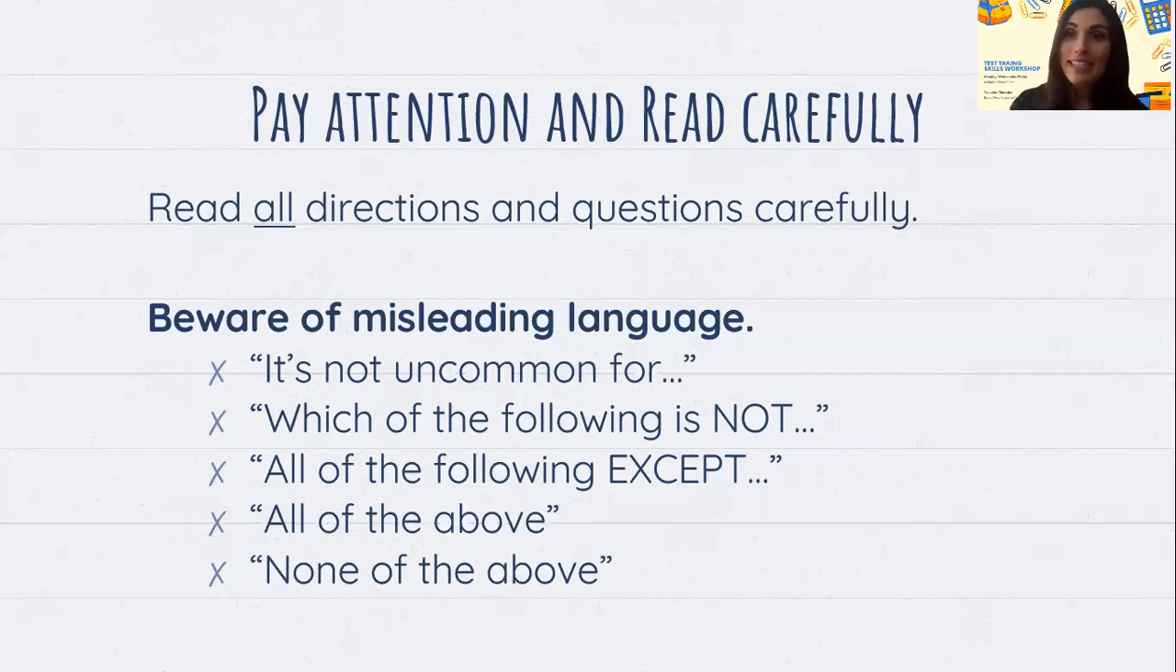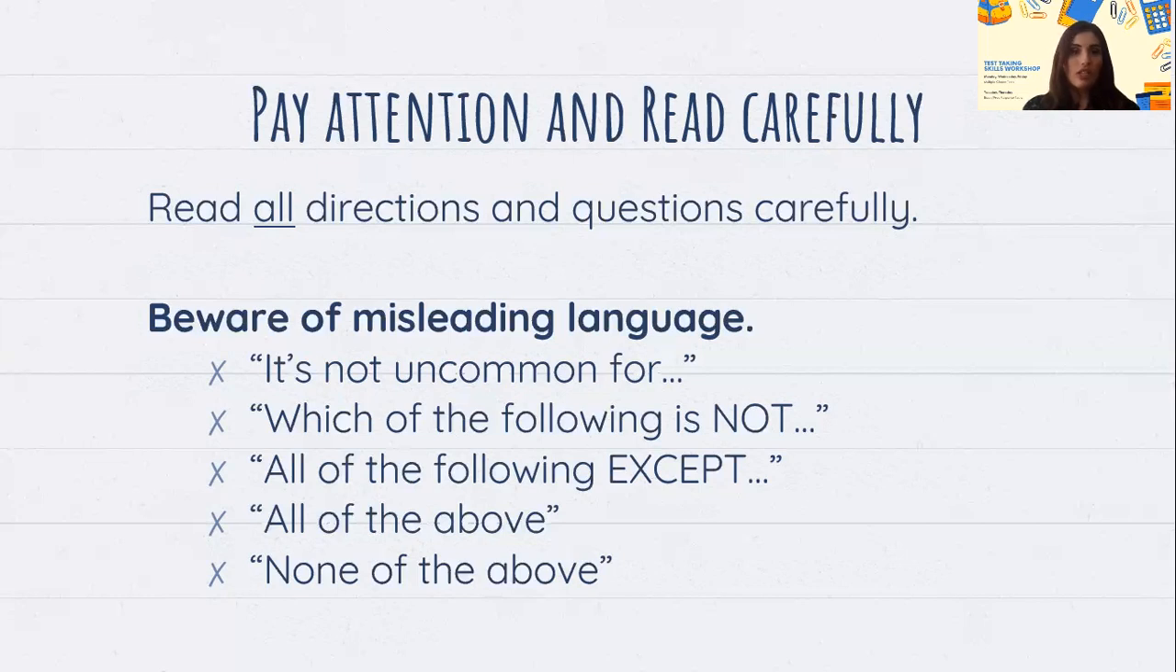There's often misleading language. Questions that say "it's not uncommon for," "which of the following is not," "all of the following except," and then there are those choices of "all of the above" or "none of the above." All of these use misleading language to sort of check you, to make sure that you are reading carefully so that you can select the right answer. If you don't read carefully, if you just fly through that question, you could be answering incorrectly, even though you completely believe that you've read the question and that you know the answer.